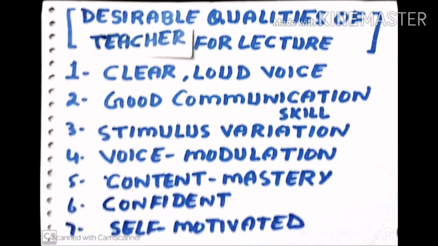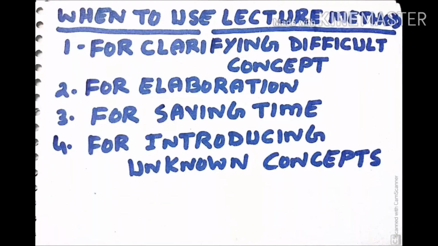Another quality that is relevant: a teacher must be confident and self-motivated. In the absence of these two, a teacher cannot be in that zone where a teacher may have some control over the class. Unless and until the class is under the control of a teacher, the lecture method is not going to be effective. To be confident and self-motivated is a desirable quality for a teacher.